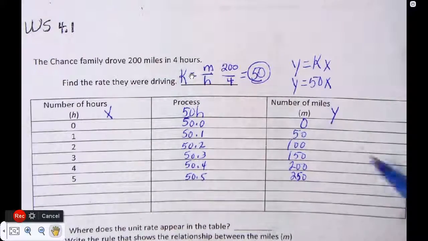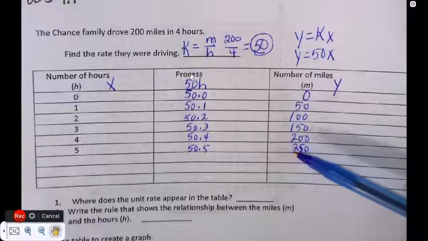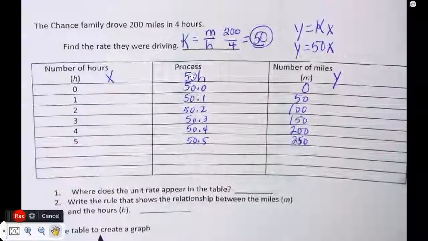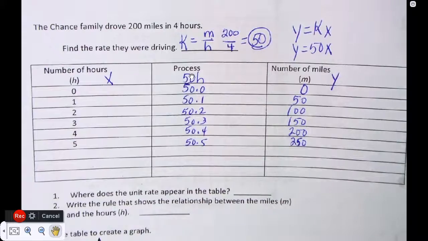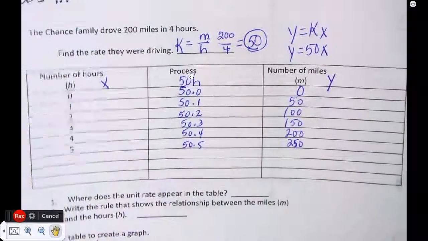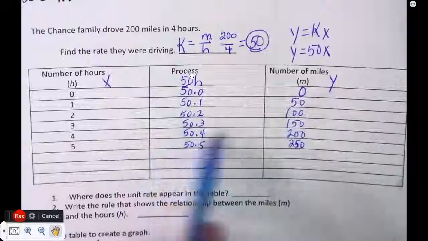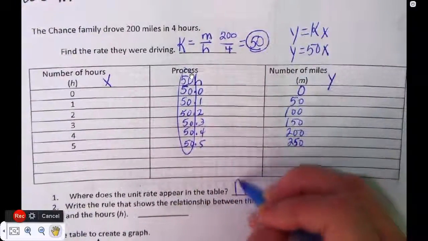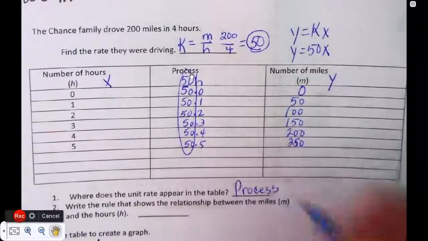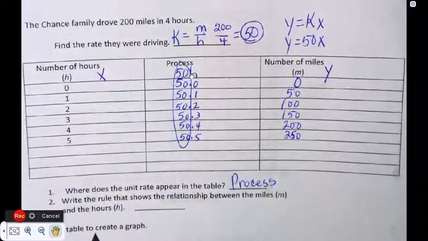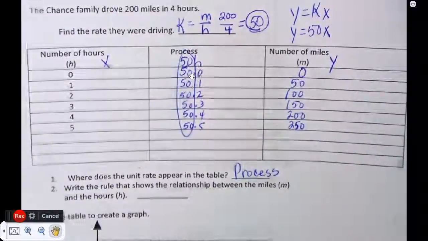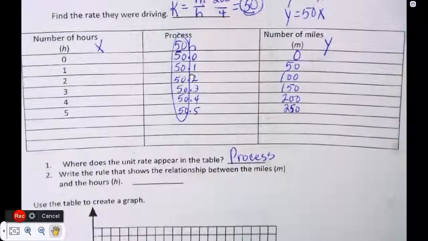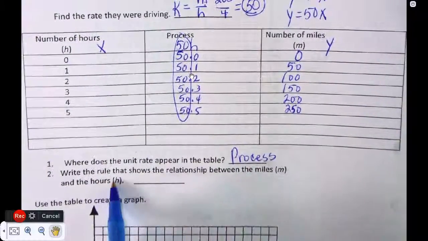Okay, does everybody get what I got? Good. So, where does the unit rate appear in the table? Where does the unit rate appear in this table? In the process column. It's in the process. So every time we multiplied by 50, that stayed constant, didn't it? That stayed constant. So how are we going to write the rule using the M and the H?